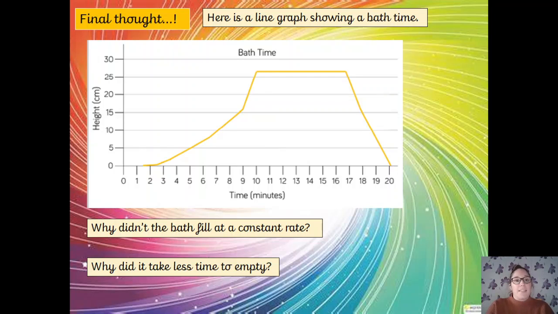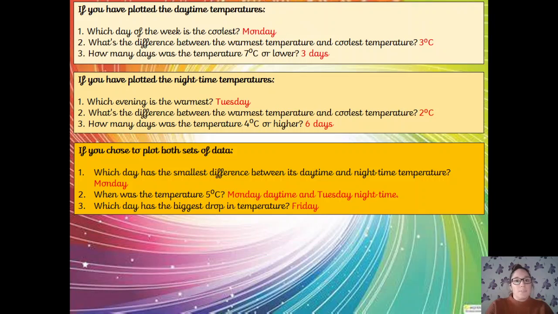Okay, excellent job. Let's go through the answers. So if you plotted the daytime temperatures, give yourself a tick if you got Monday, which was the coolest day of the week. And the difference between the warmest temperature and the coolest temperature was 3 degrees. And there were 3 days that the temperature was 7 degrees or lower.